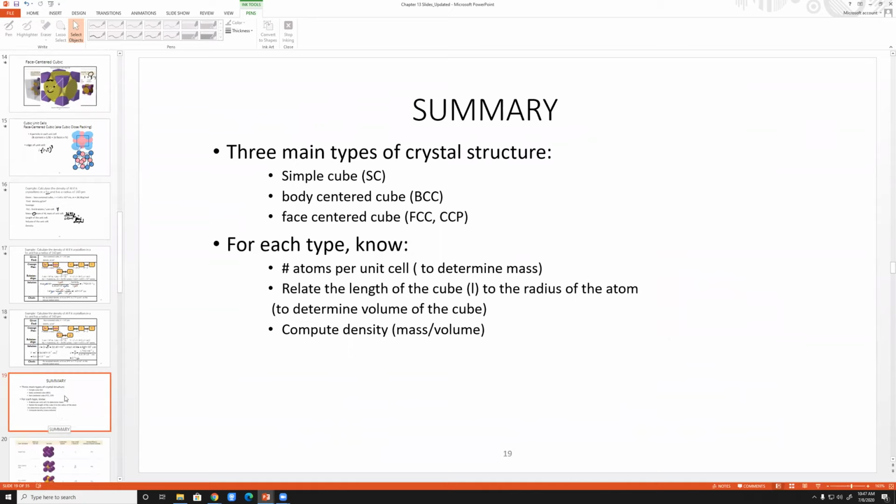Okay. All right. So in summary, there's 3 types. Simple cubic, which has 1 atom. Body-centered, which has 2. Face-centered, which has 4. Know each type, the atoms in each unit cell to determine the mass. Relate the length of the cubic to the radius of the atom. So the equations, you don't need to know those, but they'll be given. And then you can use all that information to compute the density. So there you go. That's basically it for chapter 13. Any questions on that?